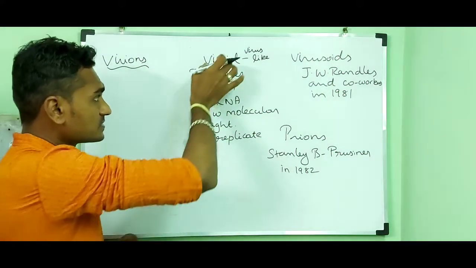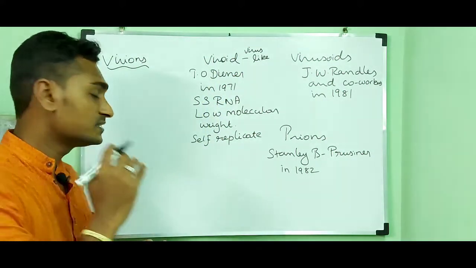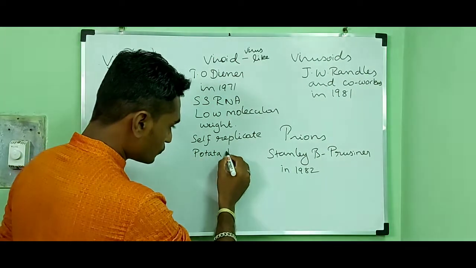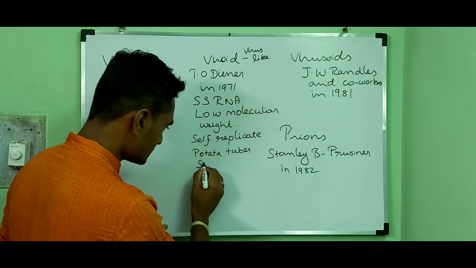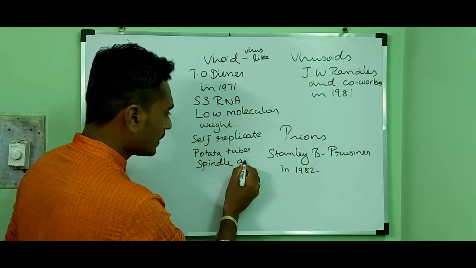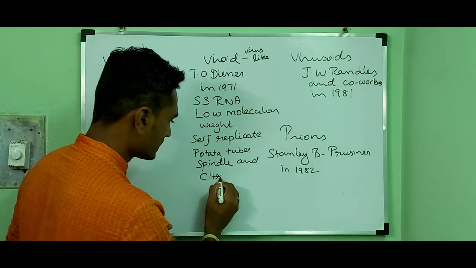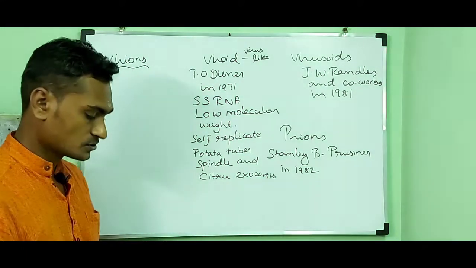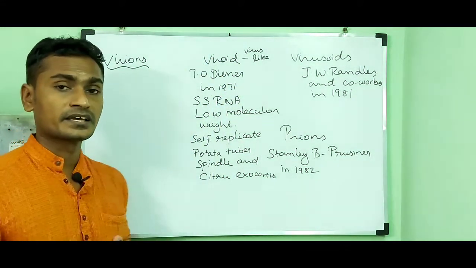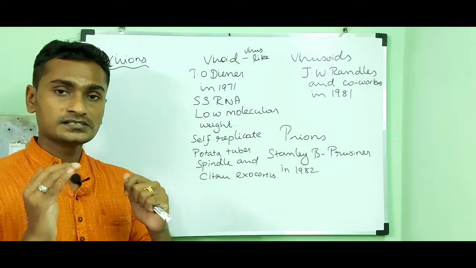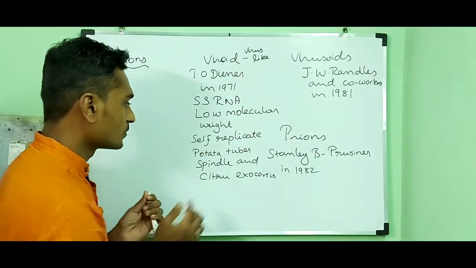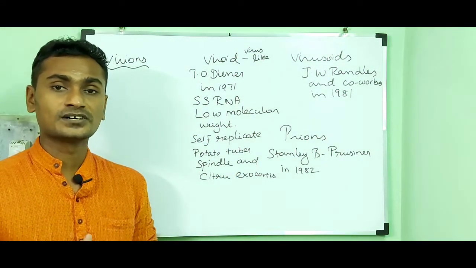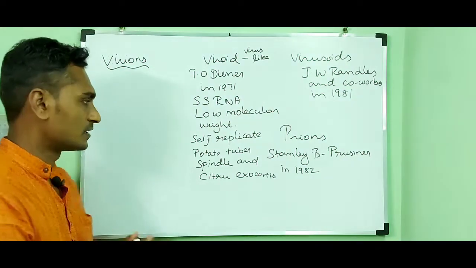Then these viroids can cause disease in potato. The disease name is potato spindle tuber disease, and citrus exocortis. So these viroids can cause serious damage to the potato plant and the citrus plant. It causes serious commercial losses.